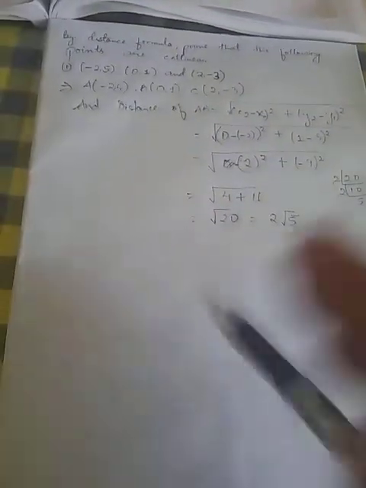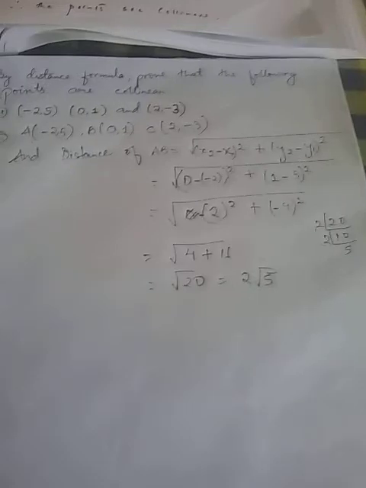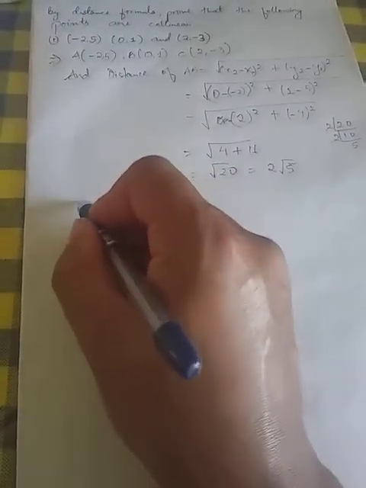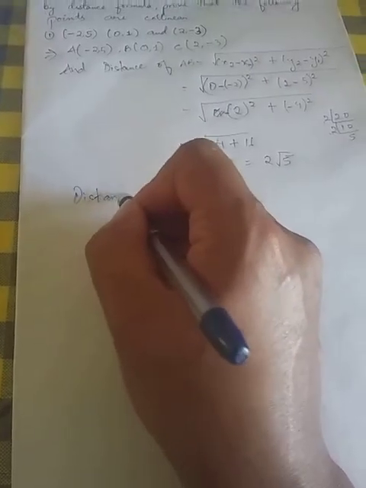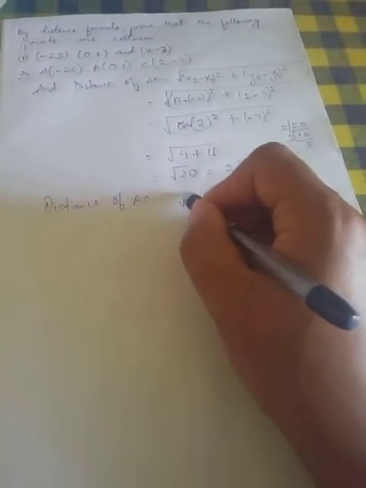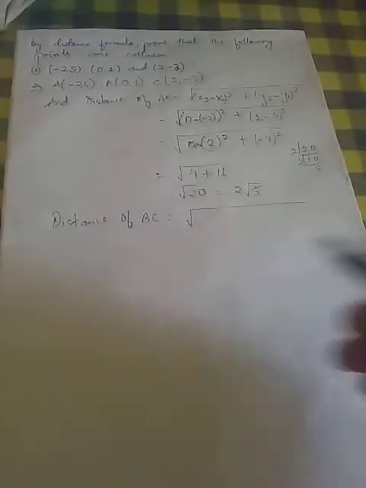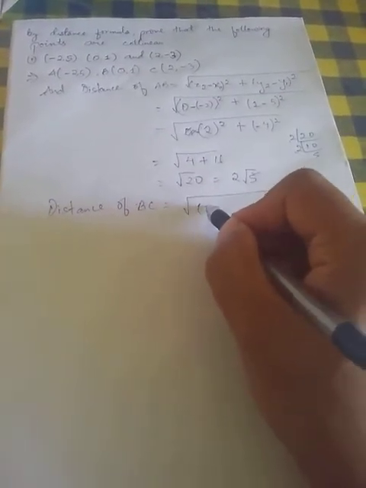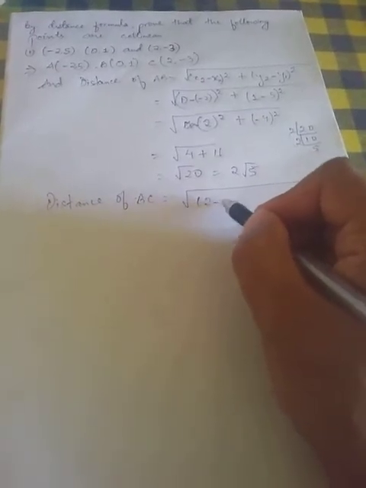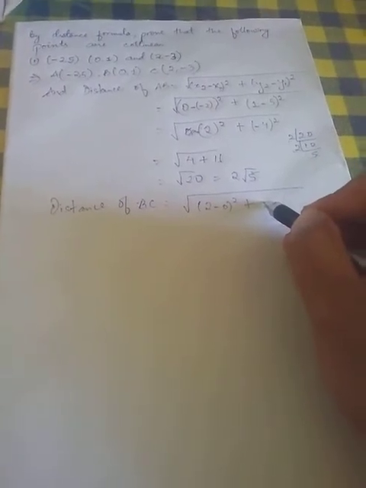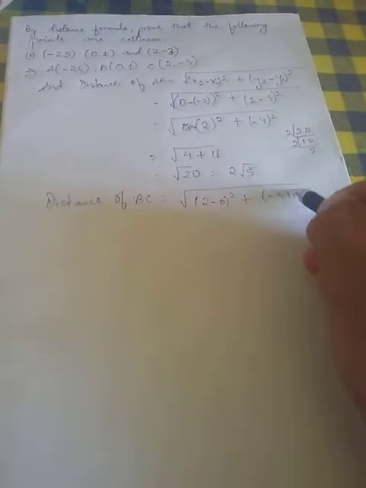Now the next one will be the distance of BC. It will be the same thing, X2 minus X1. Between B and C, X2 will be 2, minus X1, X1 is 0. So (2 minus 0) whole thing square plus Y2. Y2 is minus 3, so minus 3 plus 1 whole thing square.